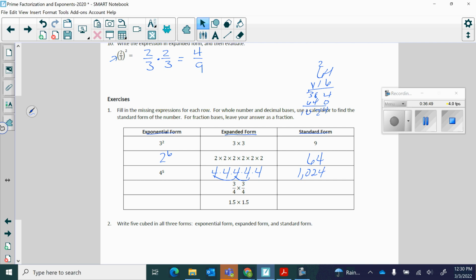And 3/4 times 3/4, so exponential form, we do put that in parentheses since it is a fraction. Then I just multiplied. 3 times 3 is 9. 4 times 4 is 16.